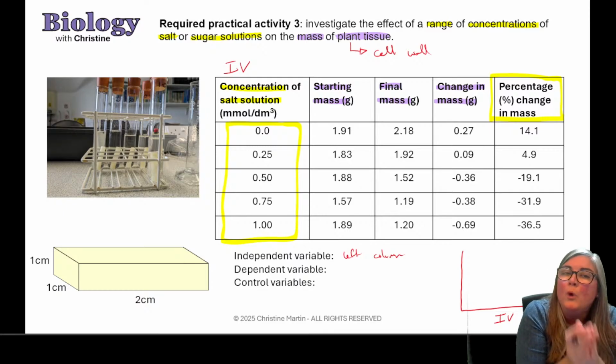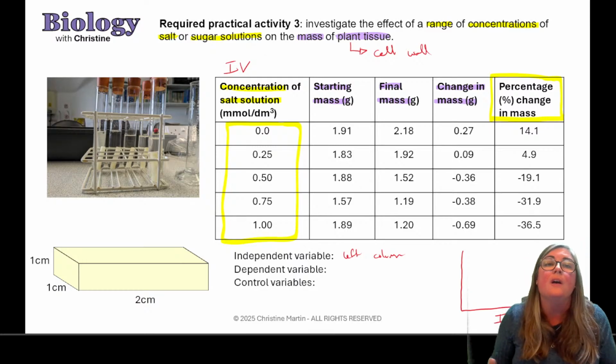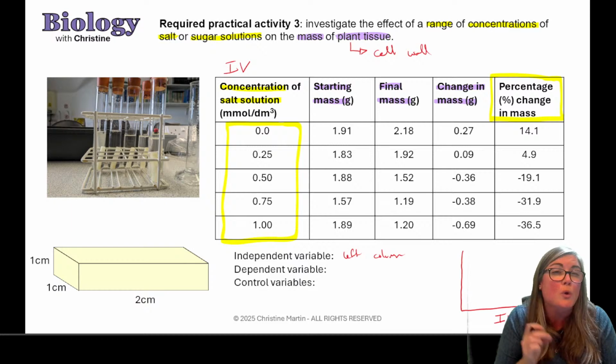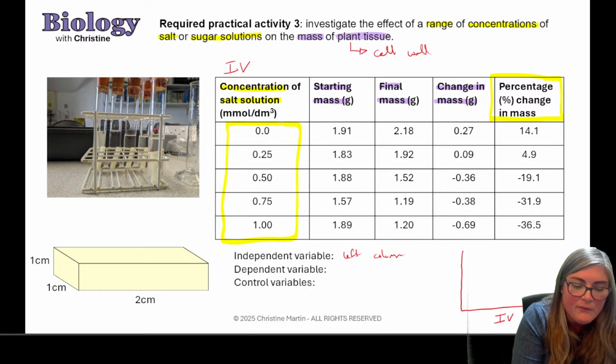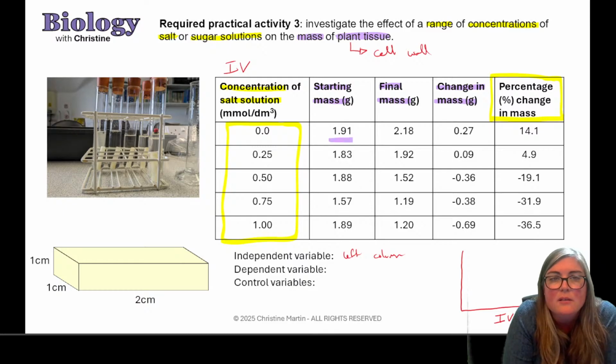I only want to see how that affects the rest of the investigation. So I need to control everything else. However, I didn't manage to do that. My starting mass was 1.91 in this concentration of salt solution, which was 0 millimoles per decimeter cubed.